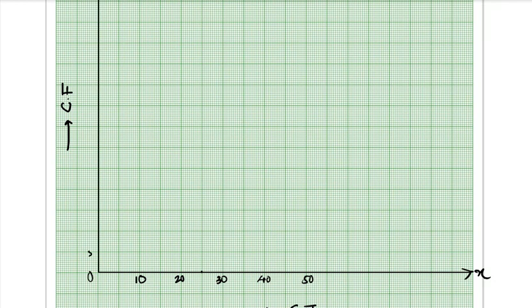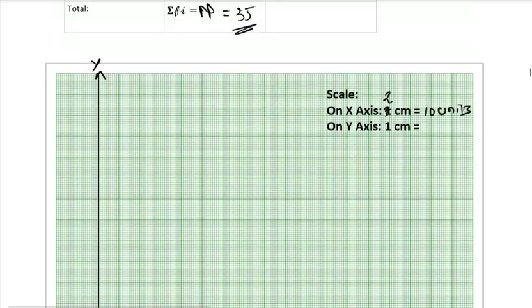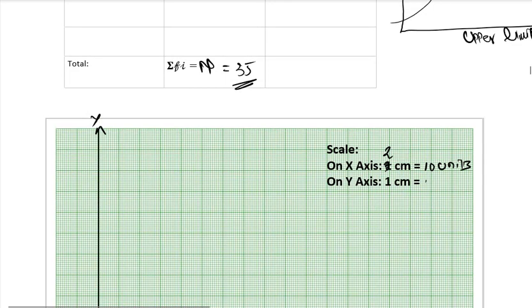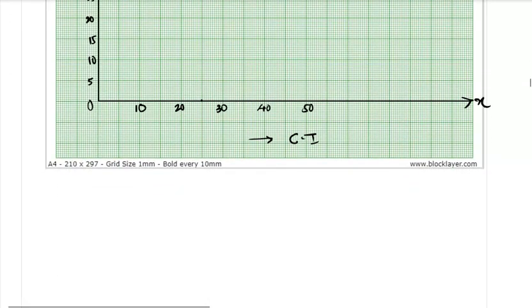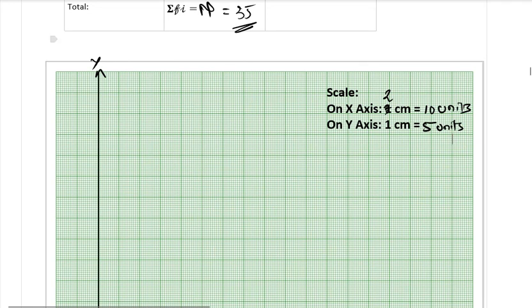So I will take 5, 10, 15, 20, 25, 30, 35, 40. That's it. So what I'm doing over here is I'm taking on the y-axis 1 centimeter equal to 5 units. On the x-axis I took 2 centimeters equal to 10 units, or 1 centimeter equal to 5 units. If I had written that, it would also have been okay. Scale must be written.